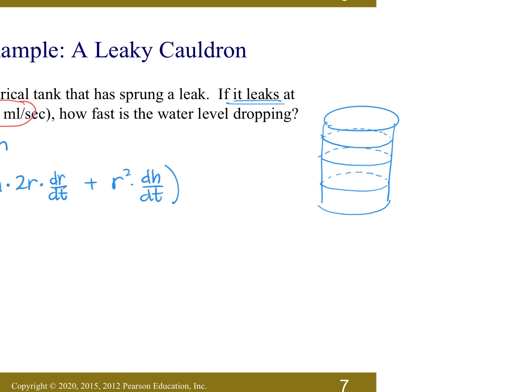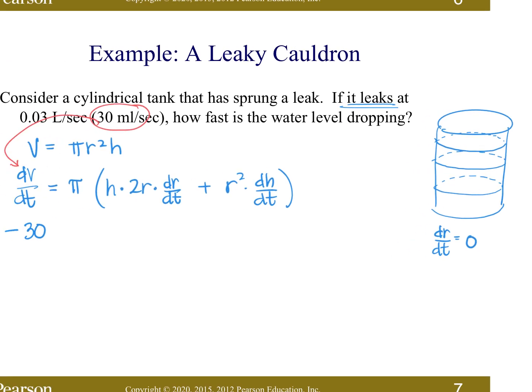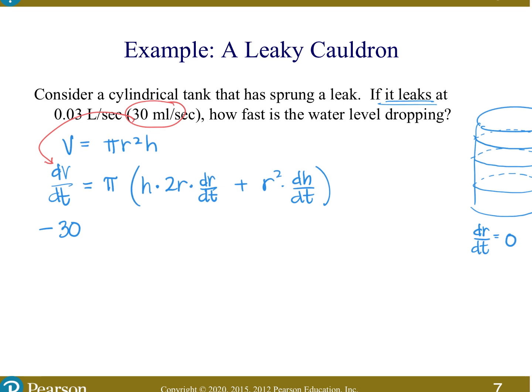Since the radius stays the same, dr dt is the rate at which the radius is changing. Is the radius changing? No. So what's the rate at which the radius is changing? 0. That is implied by the shape that you're working with. So I do have one other number I can plug in, and that would be the 0 for the dr dt, because dr dt is measuring how much change is happening to the radius. And we've just established that the radius is not changing at all.